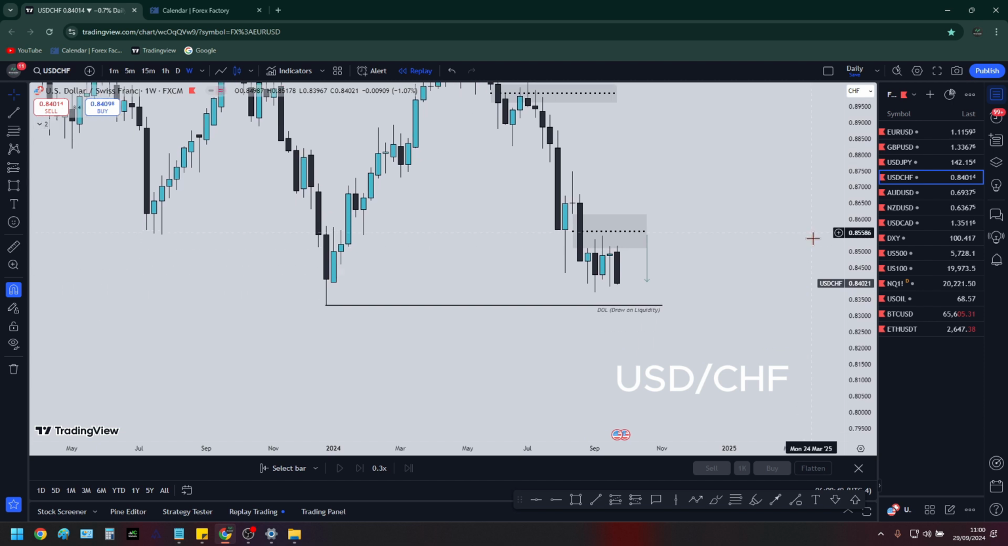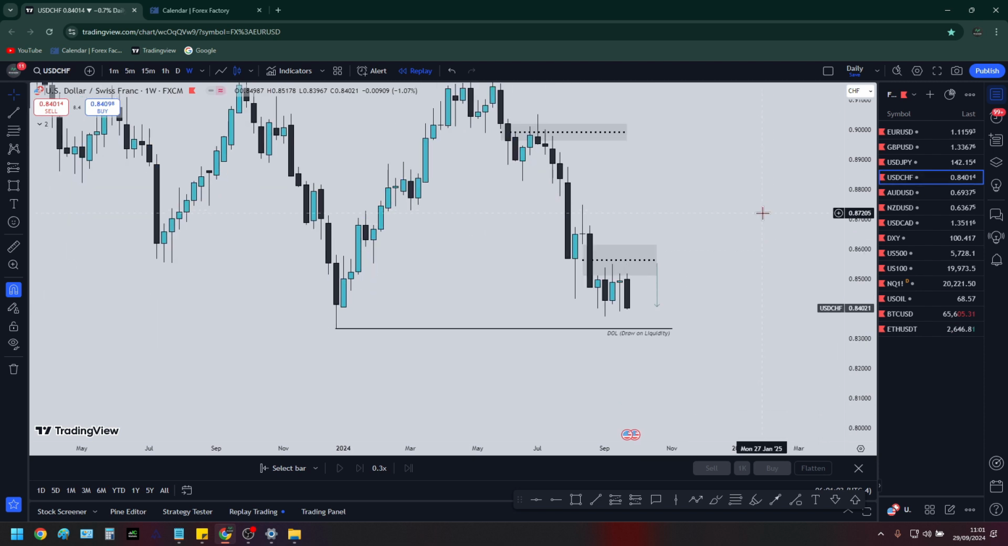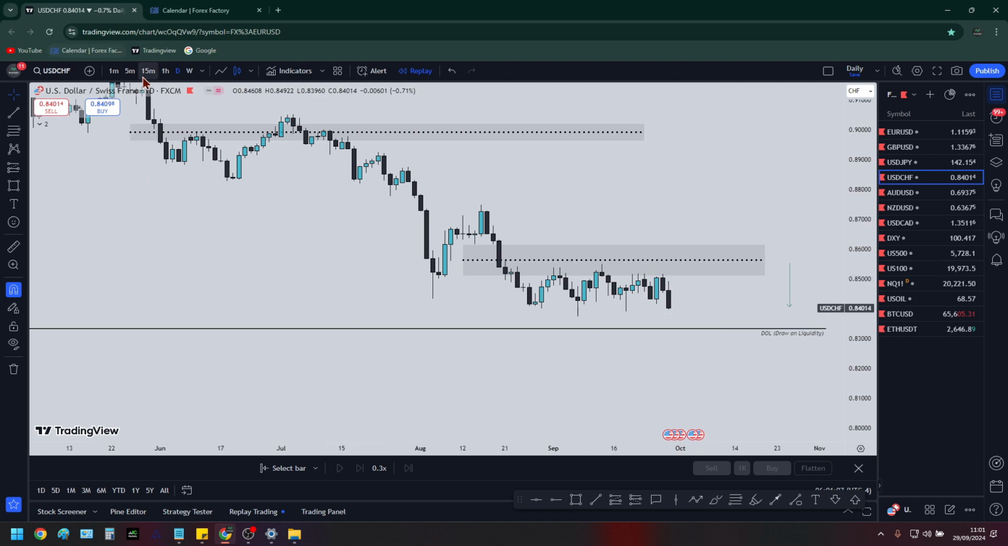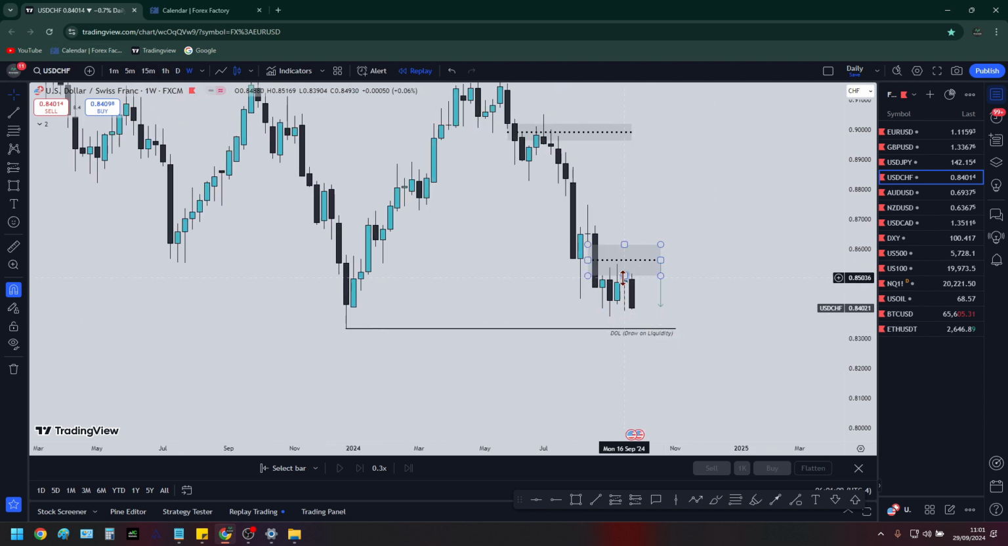USD CHF, same thing. We're on our way to our drawn liquidity, the level where I think price is going. Let me just see. USD CHF, yeah, we're on our way as we were last week. We're just tapping and going. We'll see what happens. But most likely we're going to take this low here.